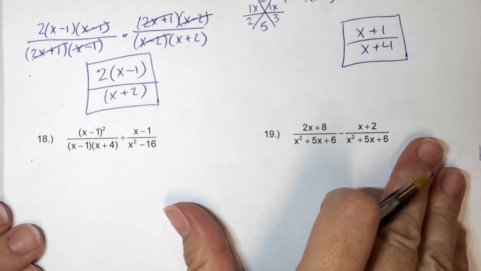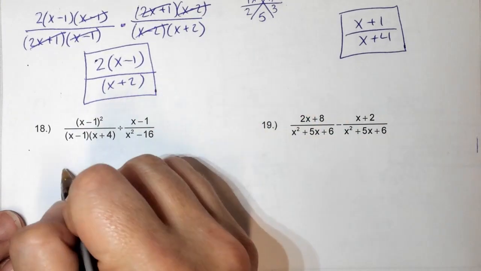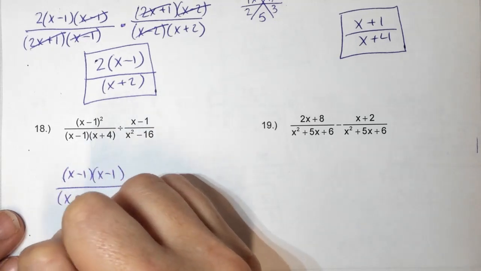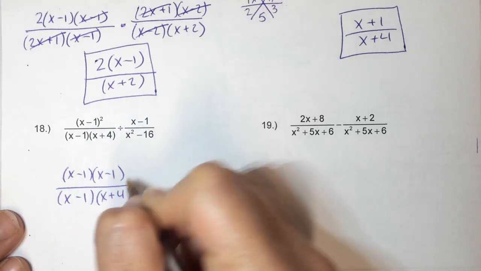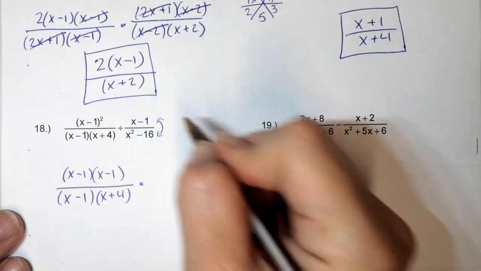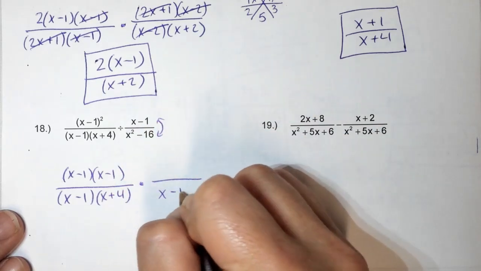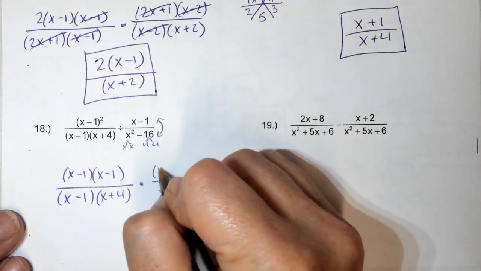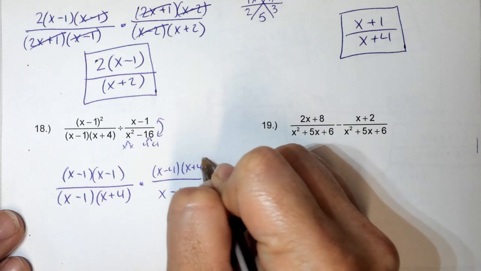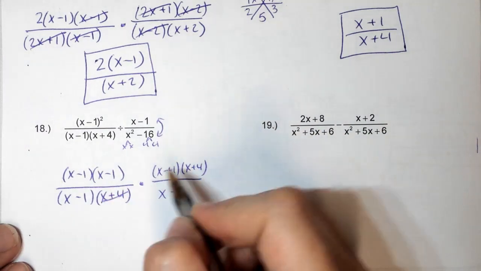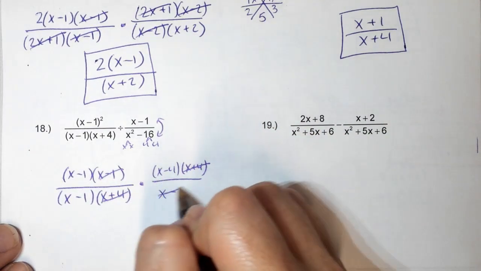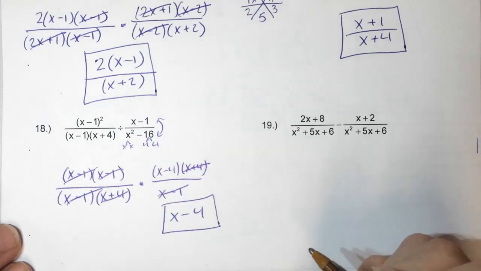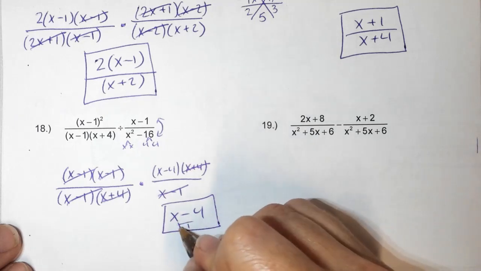Two more. Again, square just means twice. Bottom's already factored for me. Change it to multiplication, and we're going to flip it. So the x minus 1 on top is now x minus 1 on bottom. And this is a perfect square. X times x, 4 times 4. And so we have x plus 4's cancel, x minus 1 cancels, x minus 1 cancels, so we just have x minus 4. Or remember, you could put it over 1, but you don't have to.